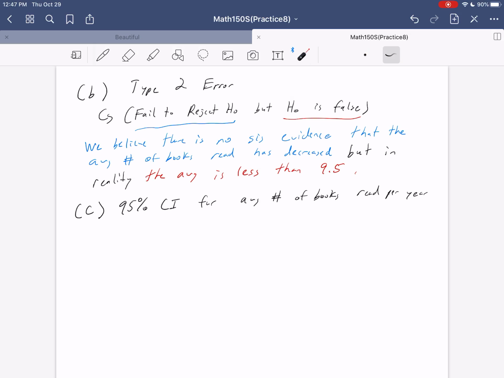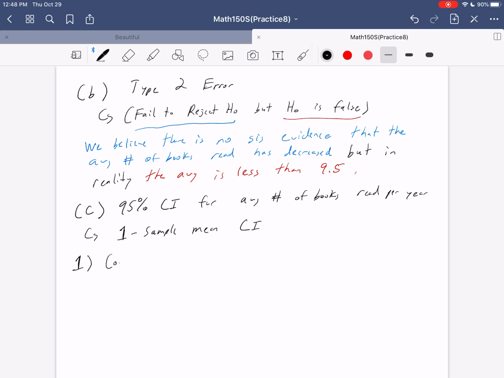Okay, notice that we're doing a confidence interval for the average number of books. So this is going to be a one sample mean confidence interval. Why is it a one sample mean confidence interval? Because we're building a confidence interval for the average of a single group. So it's one sample because it's a single group. And since we're trying to estimate the average, it's a one sample mean confidence interval. Hypothesis tests are always 5-step procedures. Confidence intervals are always 2-step procedures.